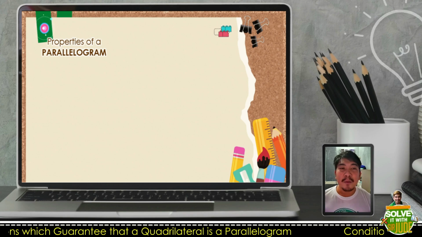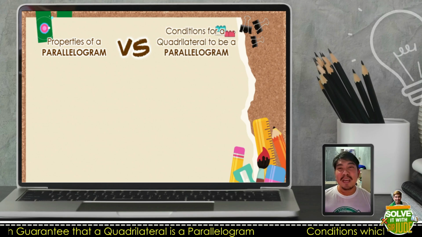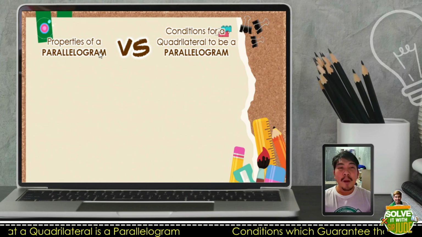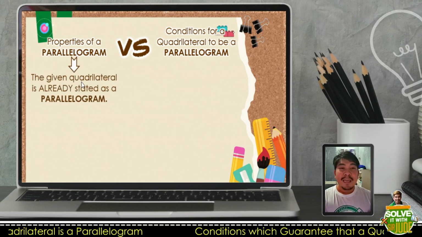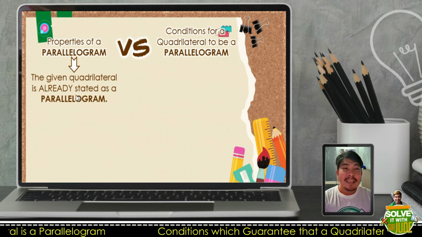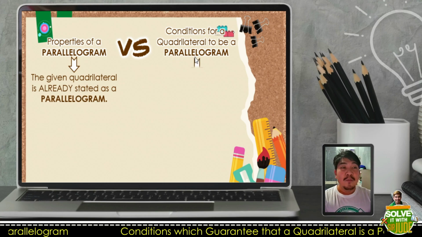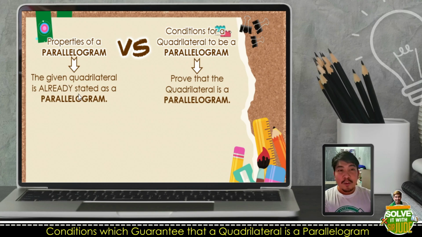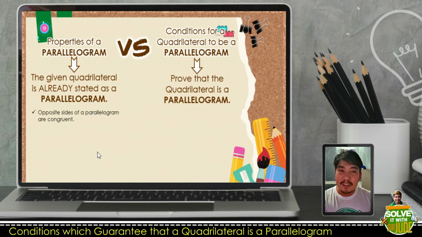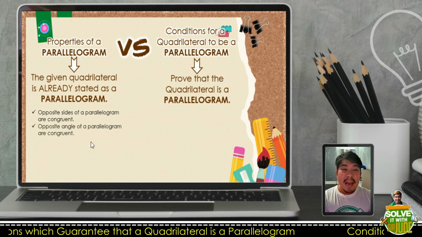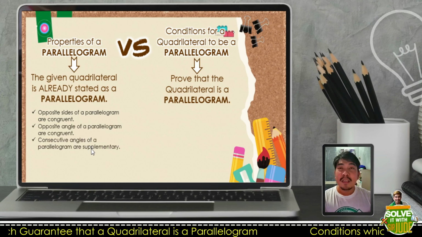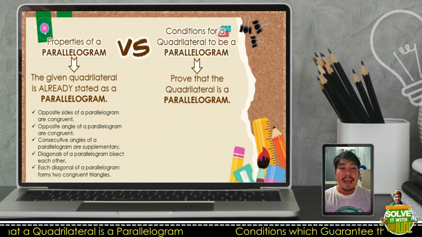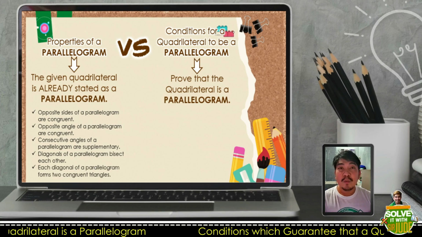So when we talk about properties of a parallelogram, that is different from the conditions for a quadrilateral to be a parallelogram. For the properties of a parallelogram, it is given or already stated that the quadrilateral is a parallelogram. While for this one, we need to prove that the quadrilateral is a parallelogram. So for the properties of a parallelogram, we have opposite sides of a parallelogram are congruent, opposite angles of a parallelogram are congruent, consecutive angles of a parallelogram are supplementary, diagonals of a parallelogram bisect each other, and each diagonal of a parallelogram forms two congruent triangles.